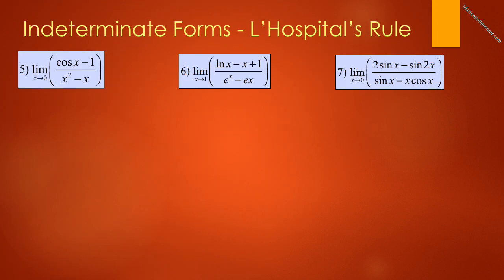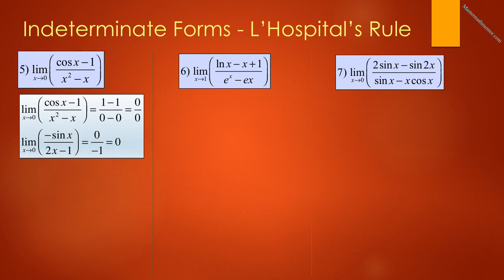Repeated use of L'Hospital's rule also works very well with trig functions and exponentials as well as natural logs. In number 5, we're interested in the limit as x approaches 0 of cosine x minus 1 over x squared minus x. Plugging in 0, we get 1 minus 1 over 0 minus 0, or 0 over 0. So applying L'Hospital's rule, we get the limit as x approaches 0 of negative sine of x over 2x minus 1, getting 0 over negative 1, or 0.